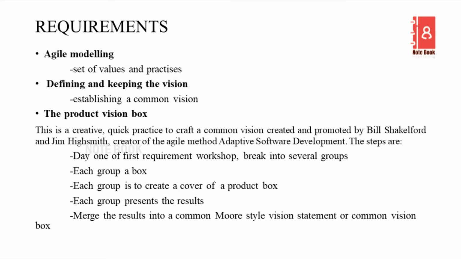Next is defining and keeping the vision. So, what is a vision? A vision is something we are hoping to accomplish, the success. So here step 1 is to form a vision, such as creating a vision box and product sheet, and step 2 is to reinforce it. Reinforcement is nothing but strengthening the vision. Establishing and reiterating a common vision is frequent advice from the agile leaders.